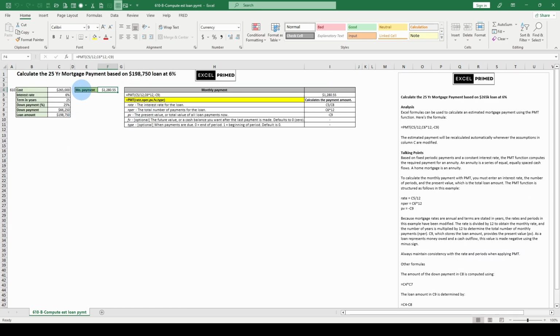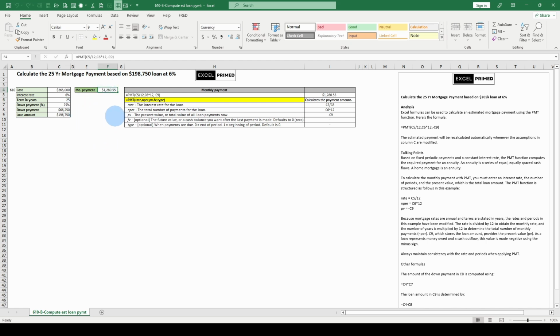As I've stated, if it's monthly payments, you need to adjust this. The rate is going to be 0.5% per month. You could actually put 0.005. If you do that, you're going to need to change this to 25 times 12, which is 300. And then your payment is $1,280.